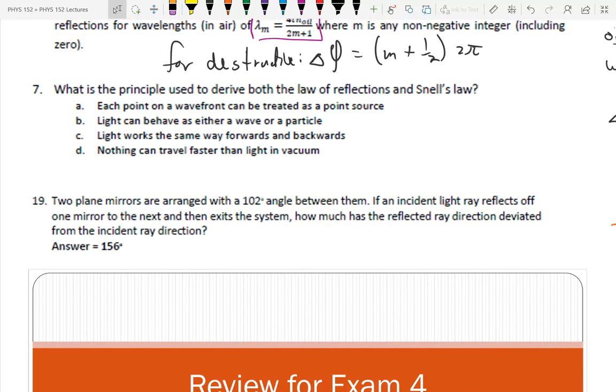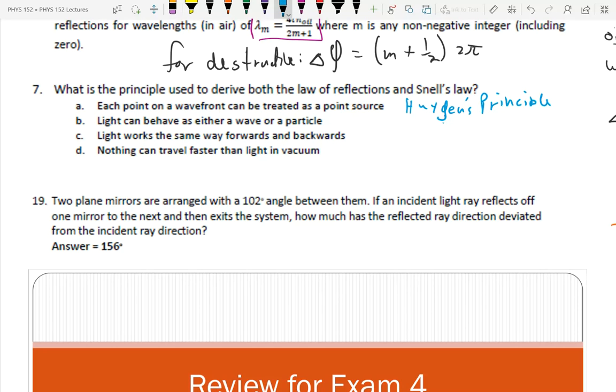What's the principle used to derive both the law of reflections and Snell's law? What's the name of that principle? That is, what's the name of the principle? I could have had the names of the principles that says descriptions here. What principle did we use to derive Snell's law? Not talking to the three people in the calculus class where we did it a different way. Or not using that one. Huygens principle.